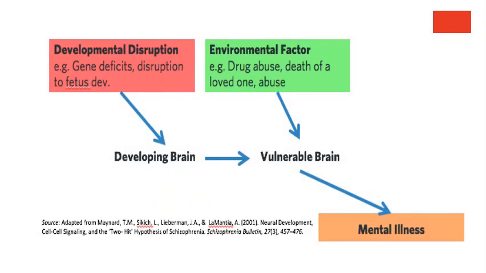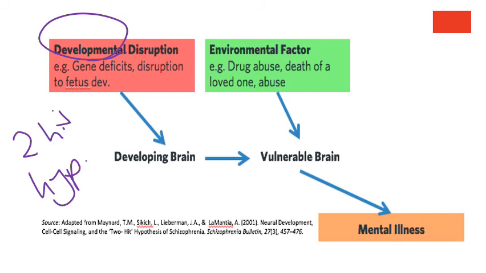One model that is used to describe the relationship between mental illness and things like drug abuse is called the two-hit hypothesis. The two-hit hypothesis suggests that the development of illness can be explained by two hits. One hit will occur in utero, so when the infant or the child is developing in the womb, and that will increase vulnerability to an illness. And then an environmental factor will be the second hit.